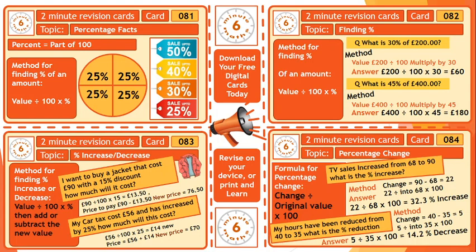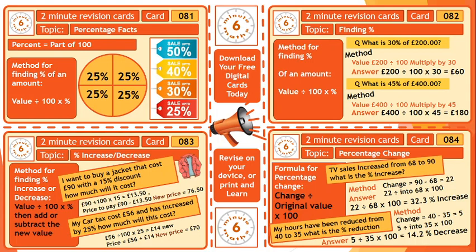So we work out the change, and the change is 90 take away 68. We've sold 90 and we used to sell 68 TVs. So the change, the difference between the two, is 22. So we then take that 22 and divide it by the original value, which was 68. 22 divided by 68, then multiplied by 100, gives us a value of 32.3. So sales have increased by 32.3%.